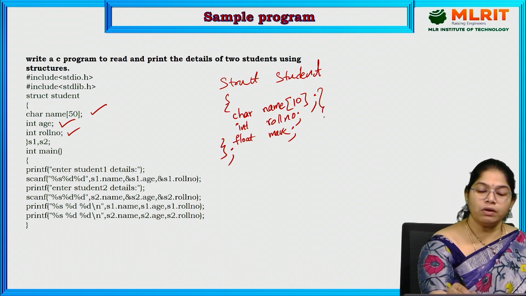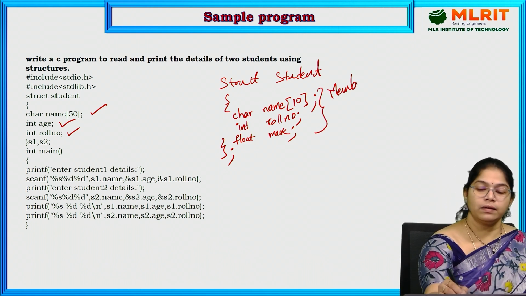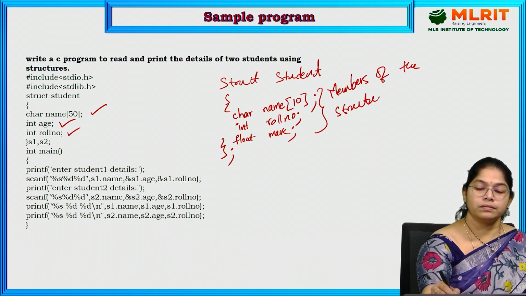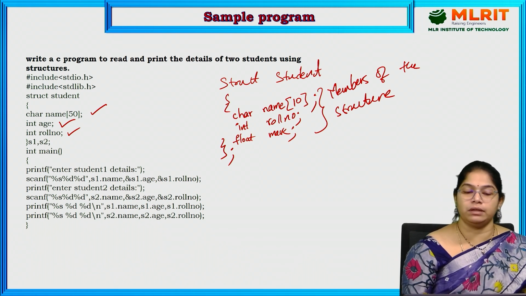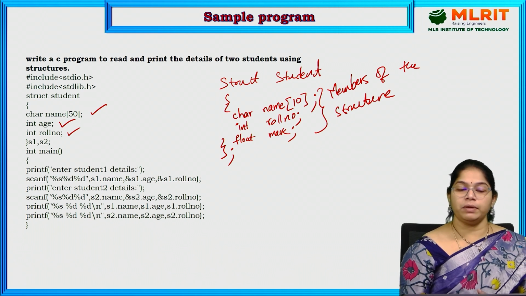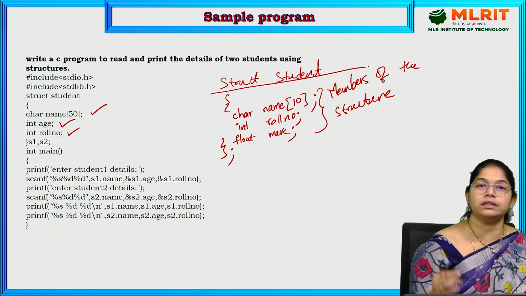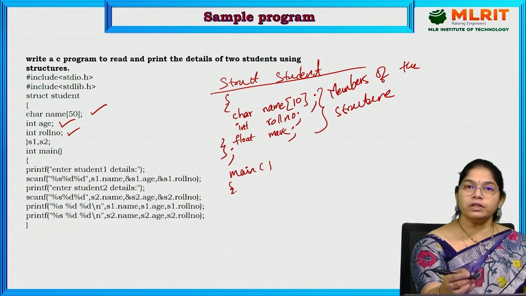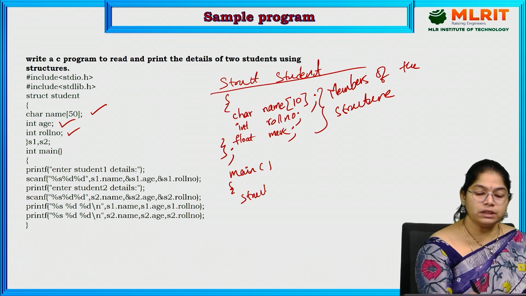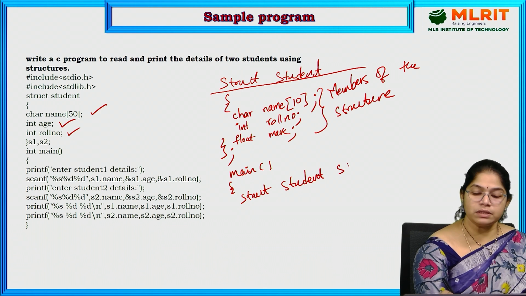Now these are called the members of the structure. If I want to access the members of the structure, we have to declare a variable for the structure. How to declare a variable? A data type and a variable name. Here the data type is the entire struct student. So in our main, I am declaring the variable for the structure. So struct student, then the variable name is S1.